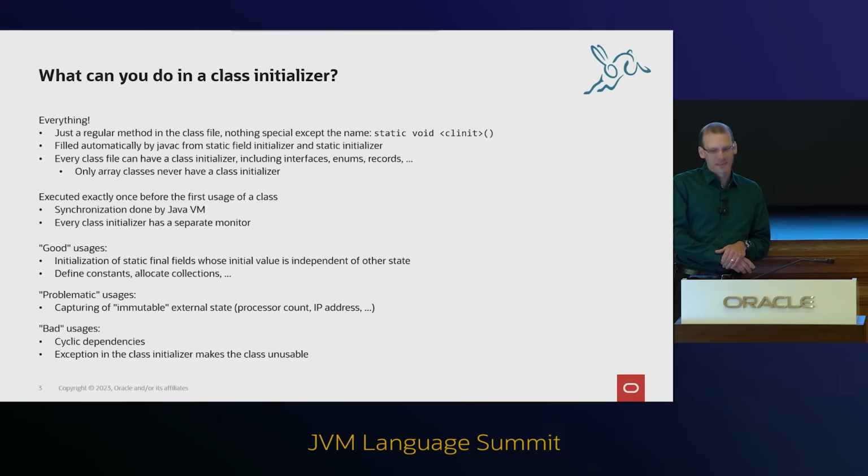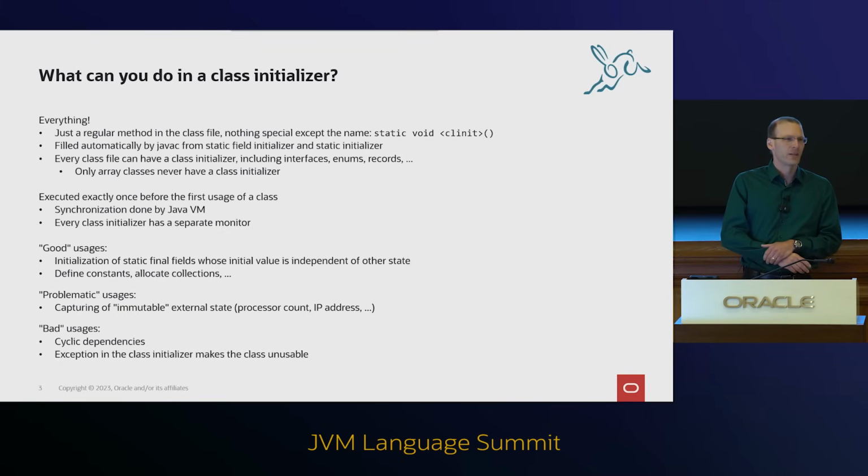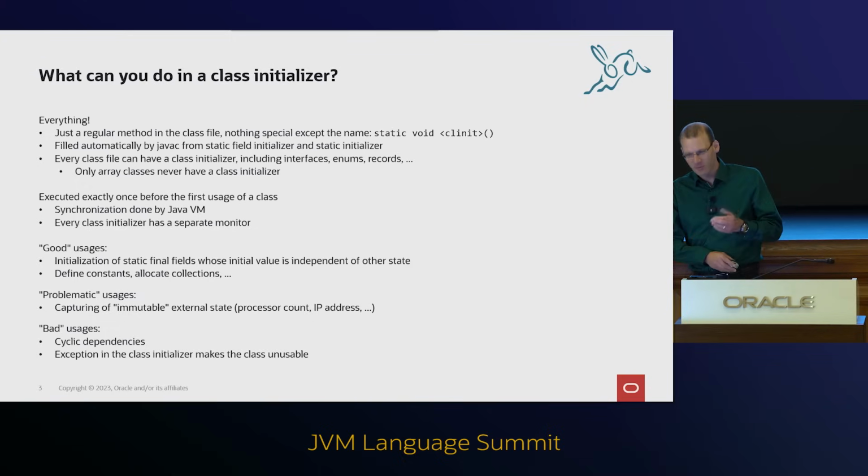The class initializer is executed exactly once before the first usage of a class, and all the synchronization is done by the JVM for that. That's very convenient, but can also cause problems, because you have implicit synchronization, and as soon as you have synchronization, you can have deadlocks. And it's fine-grained, so every class has a separate monitor. There are lots of good usages, so I'm not saying that class initializers are per se a bad thing and need to die in a fire.